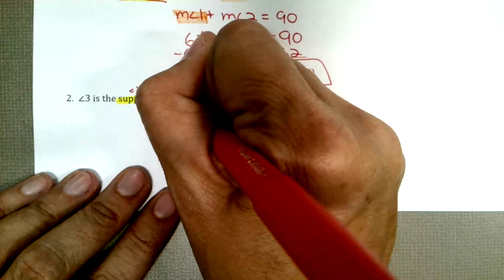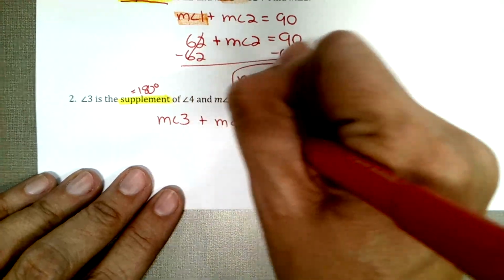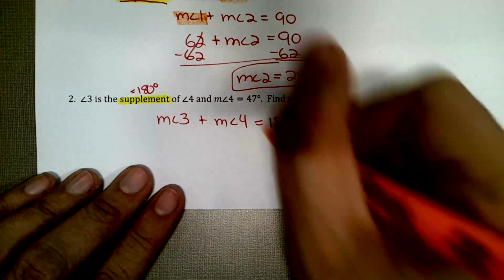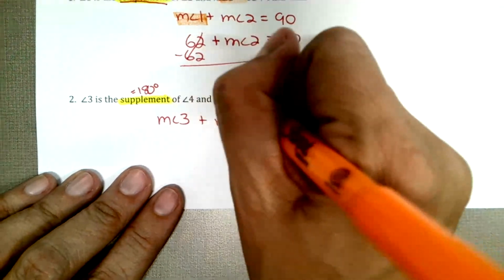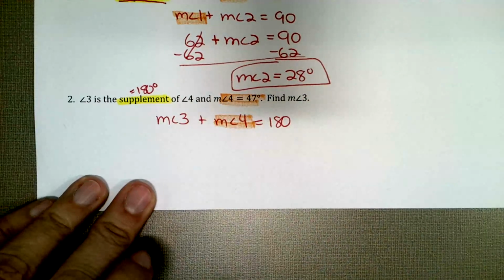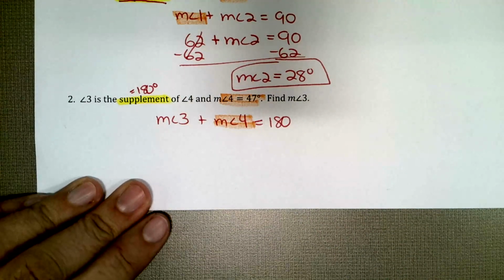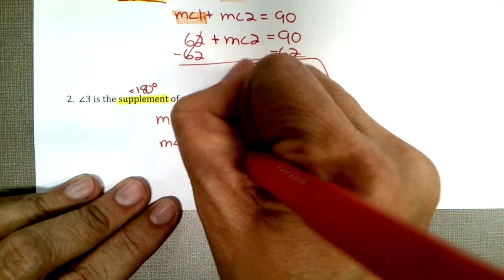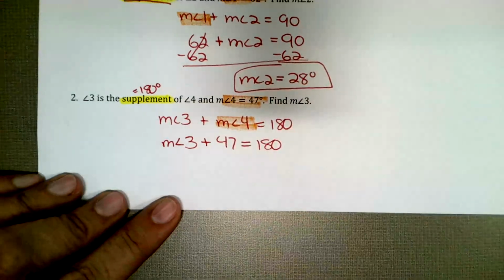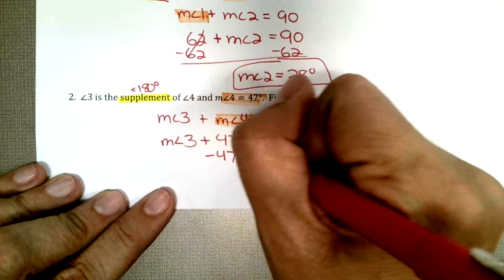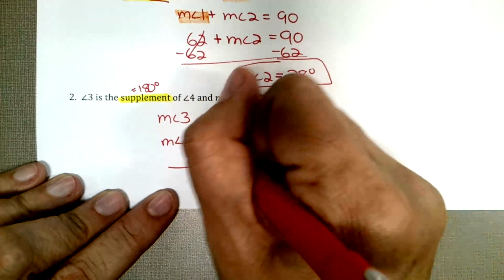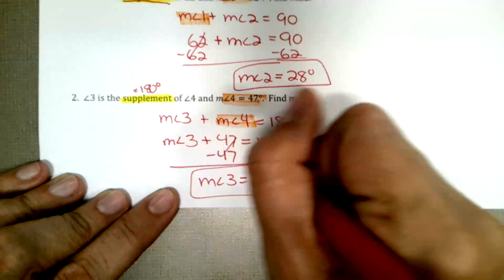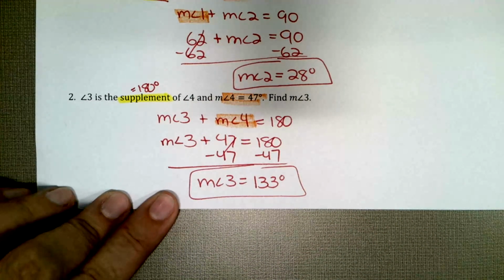So the measure of angle 3 plus the measure of angle 4 is going to have to add up to 180 degrees. And then we know that the measure of angle 4 is 47, so we can fill that in. So we'll have the measure of angle 3 plus 47 equals 180. And solve. Giving us that the measure of angle 3 equals 133 degrees.